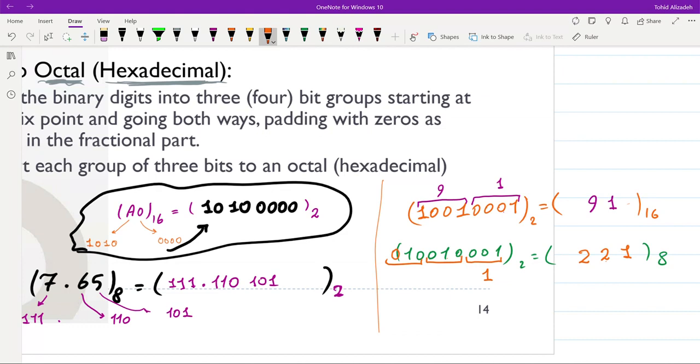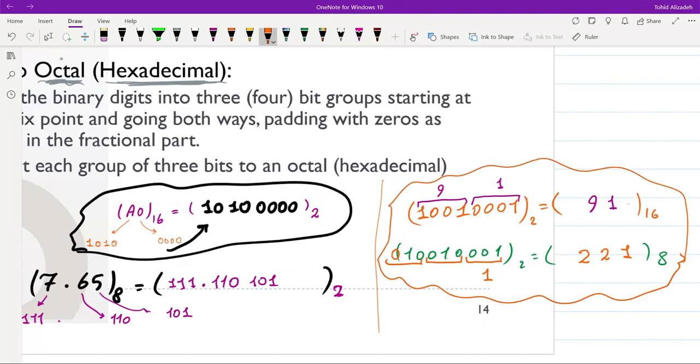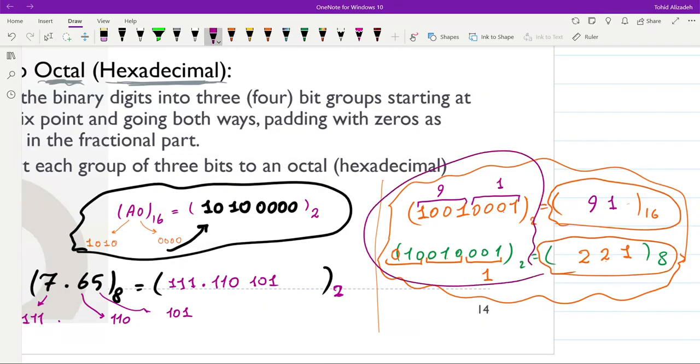And you should also see something here. If you consider these two examples together, you should see a way of converting from base 8 to base 16 using the intermediate base of 2.